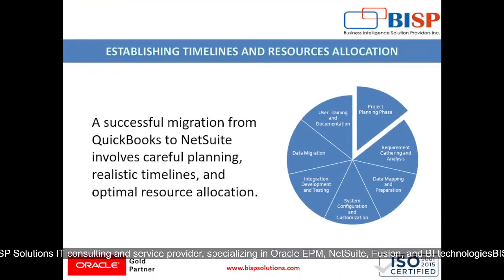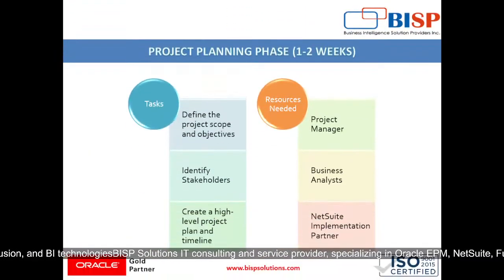Then we will be establishing timelines and resource allocation, where a successful migration from QuickBooks to NetSuite involves careful planning, realistic timelines, and optimal resource allocation. So if we want to know which phase will take how much time, the first phase is project planning, which will take 1 to 2 weeks, where tasks are defining the project scope and objectives, identifying stakeholders, creating a high-level project plan and timeline, and we will require resources like a project manager, business analyst and NetSuite implementation partner.